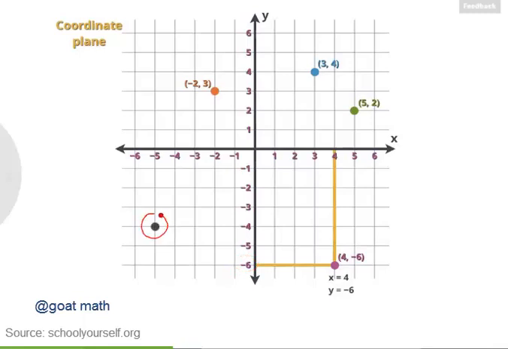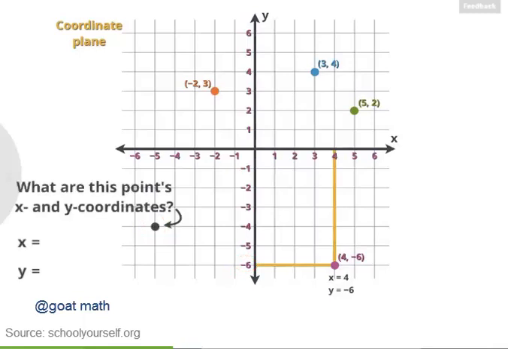So now take a look at this point over here. What are this point's x and y coordinates? You can figure this out by moving horizontally and then vertically from the origin, or you can draw lines connecting this point to the x and y axes and see where they hit.